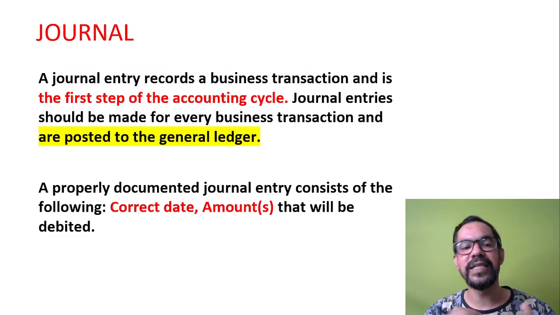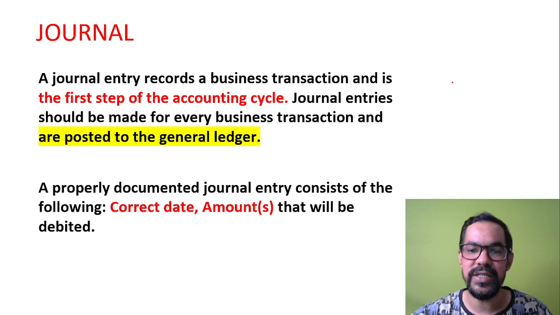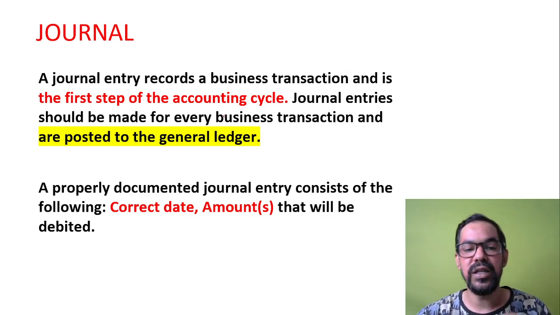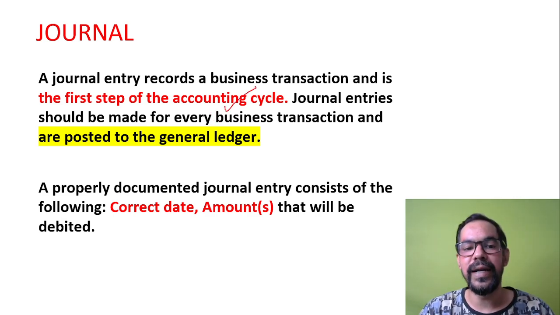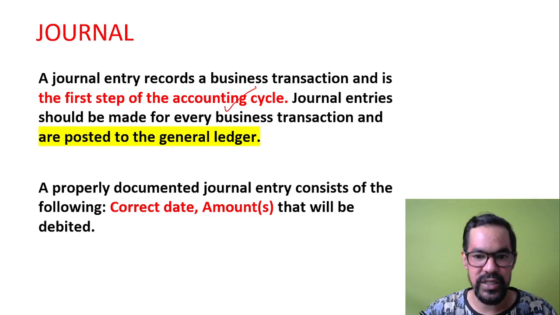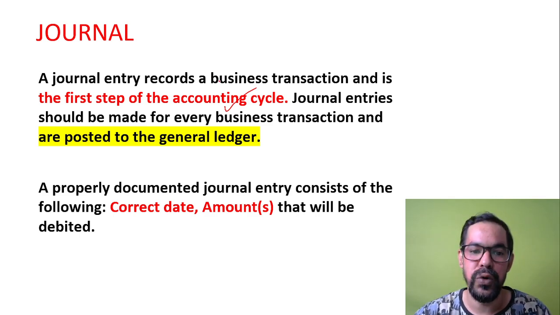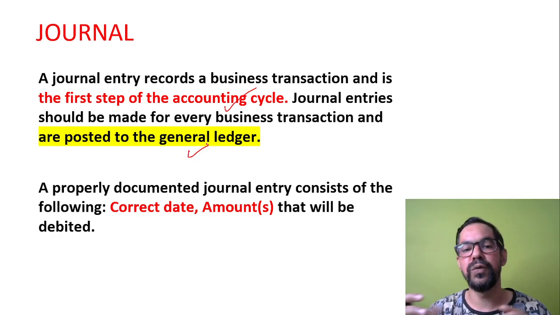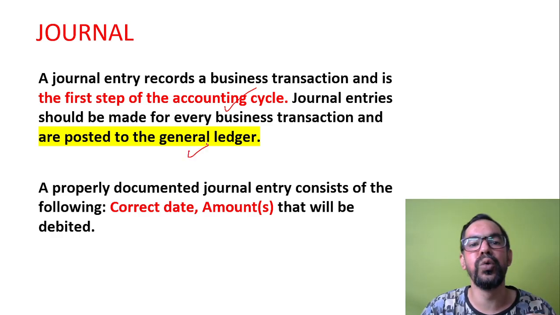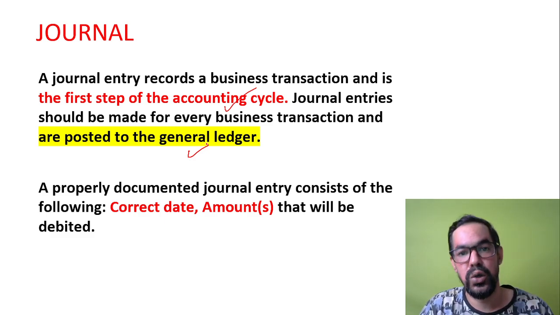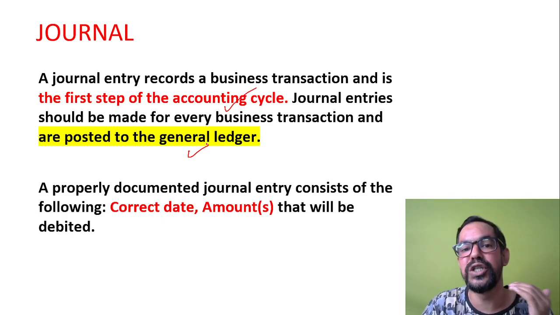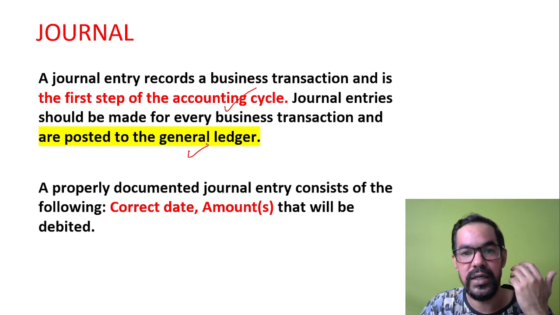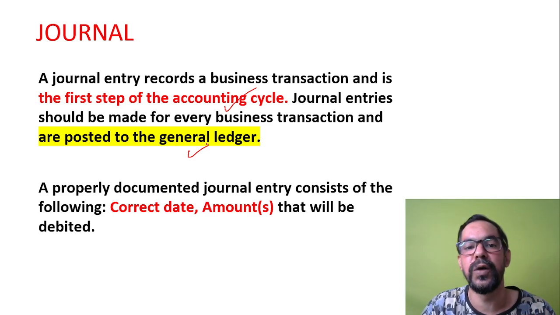A journal entry records a business transaction and is the very first step of the accounting cycle. A journal entry should be made for every business transaction, and these are then posted to the ledger. For example, say a company made a sale of 10,000 units. This first entry will be part of the journal. Later on, you will transfer these entries to the ledger of that particular account.